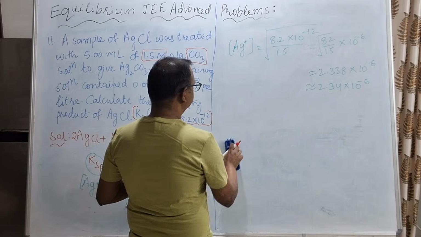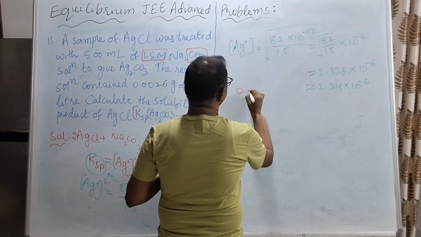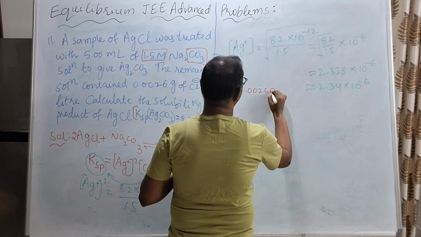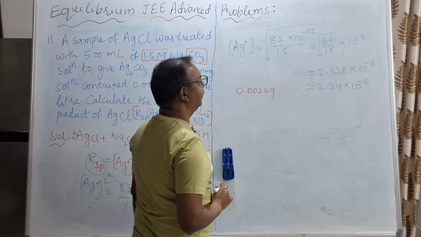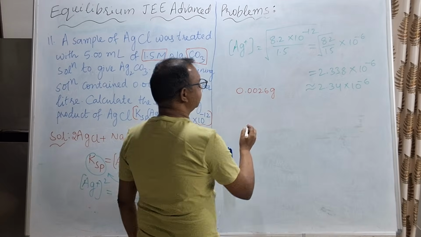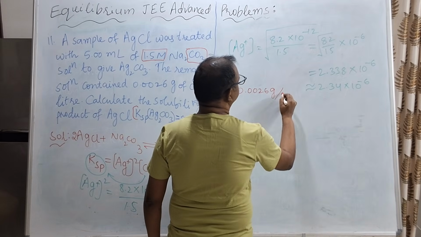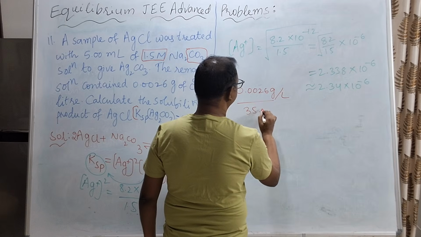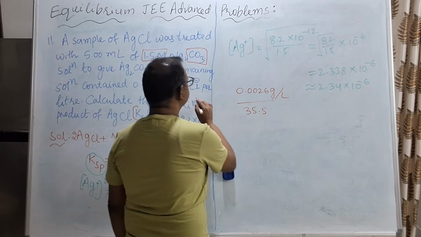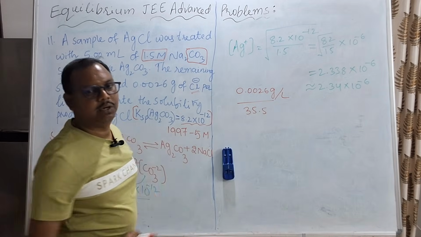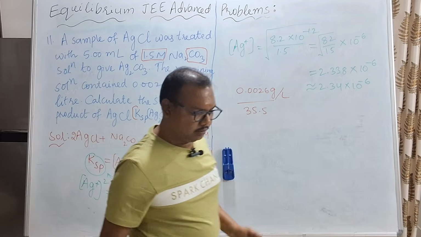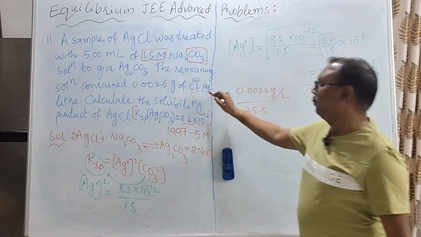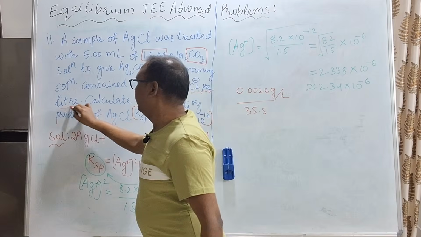0.0026 grams per liter they have given. In order to find out concentration, per liter it is given, divided by the molar mass, then you will get the concentration. Molar mass of Cl is 35.5. Is that clear? Per liter they have clearly mentioned here, you can observe this.